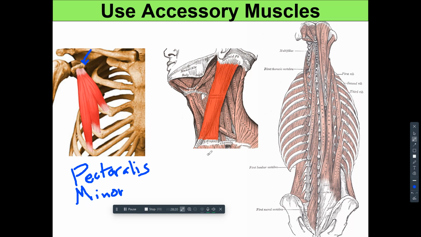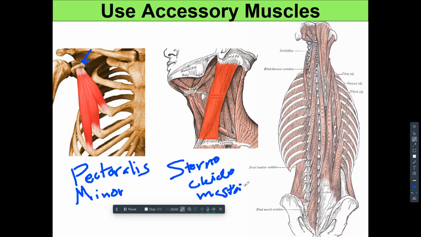What do I see here? This big strap-like neck muscle. This is the sternocleido. It's one word. I'm just putting it on 3 lines here because it's long. Sternocleidomastoid.